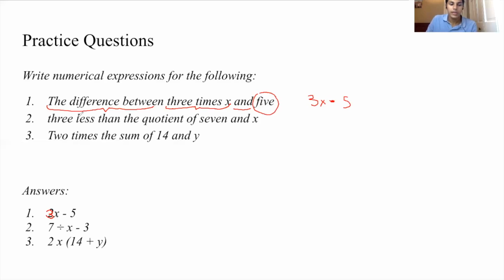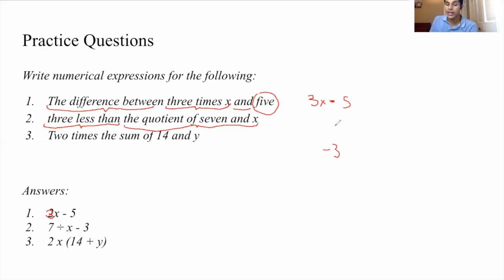Next, 3 less than the quotient of 7 and x. So if we break this up into groups, we have 3 less than, and then the quotient of 7 and x. So remember, we're doing 3 less than what? Well, 3 less than the quotient of 7 and x. So it's something minus 3, because it's 3 less than, and less than means subtraction because you're making a number smaller or making it lesser. And then it's less than the quotient of 7 and x.